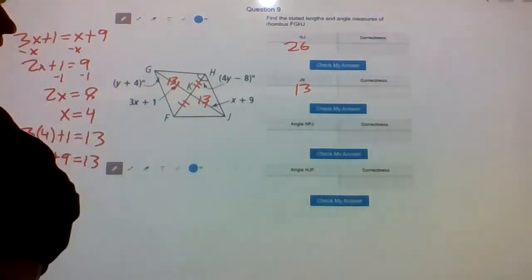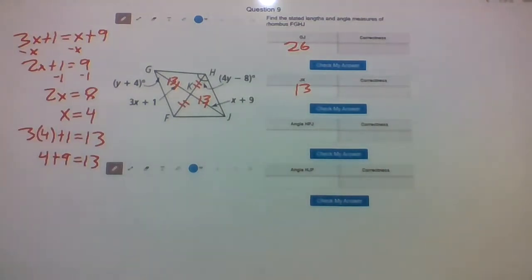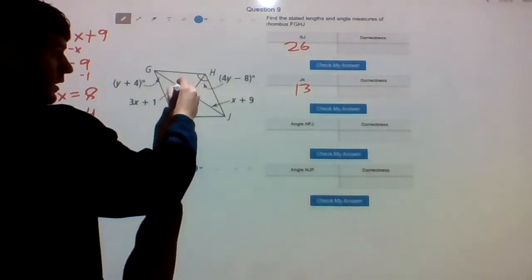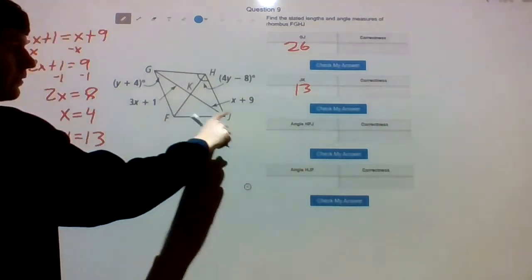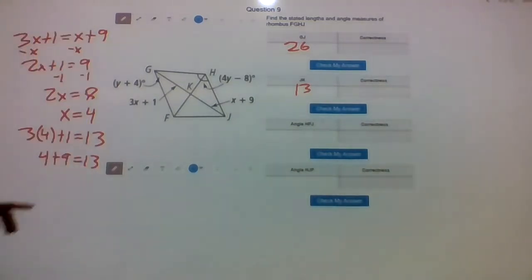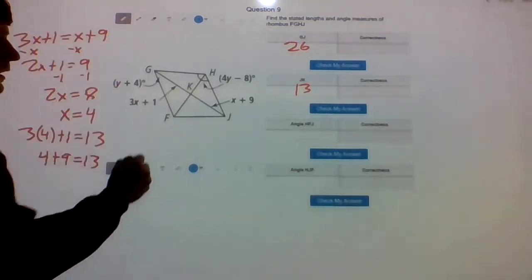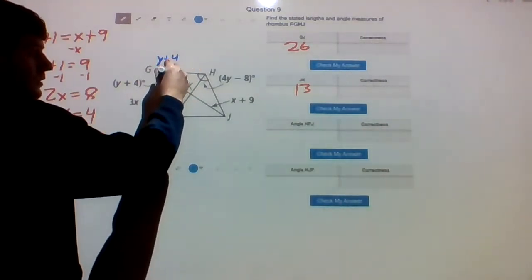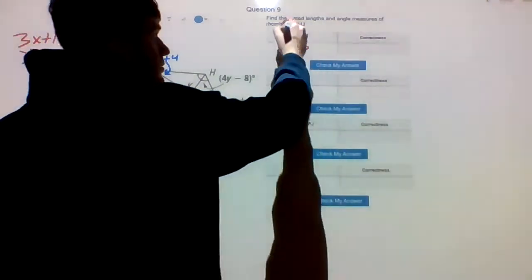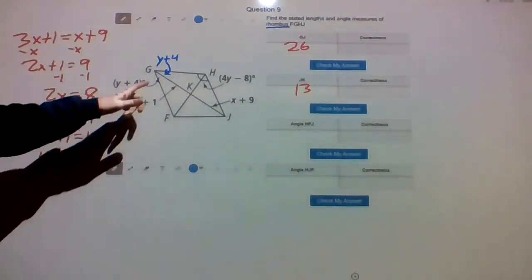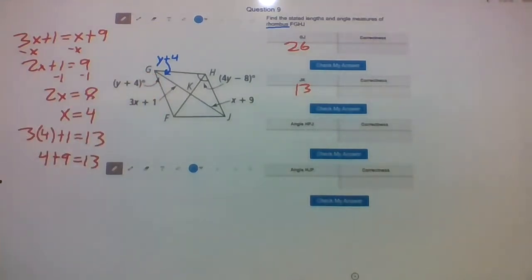Okay, and that's the diagonal there. So we want to now switch over to angles. So angle HFJ and angle HJF. So we're going to need to solve for y first. This angle here is y plus 4. That means this angle here is also y plus 4 because this is a rhombus. So diagonals bisect the opposite angles. So y plus 4 and y plus 4.